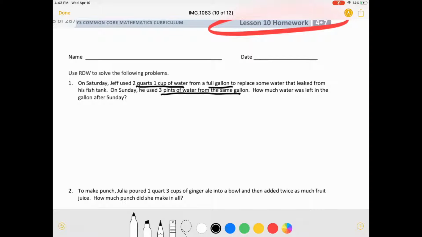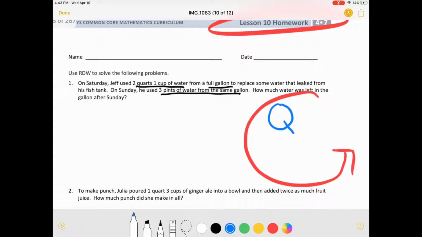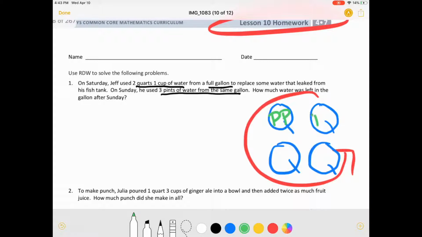So for this one, it's easiest for me to visualize it by drawing the big G, because we're only talking about 1 full gallon. So I'm going to use the big G to help me convert, and I'm going to put 4 Q's in it because there are 4 quarts in a gallon. And I'm going to put 2 P's in every Q because there are 2 pints in every quart. And then I'm going to put 2 C's in every P because there are 2 cups in every pint.